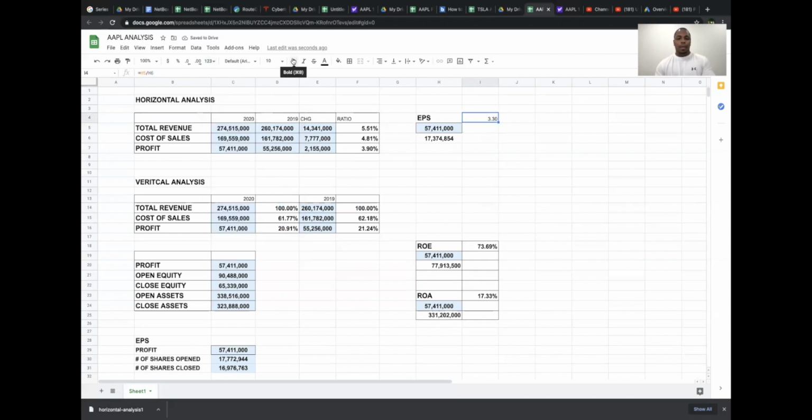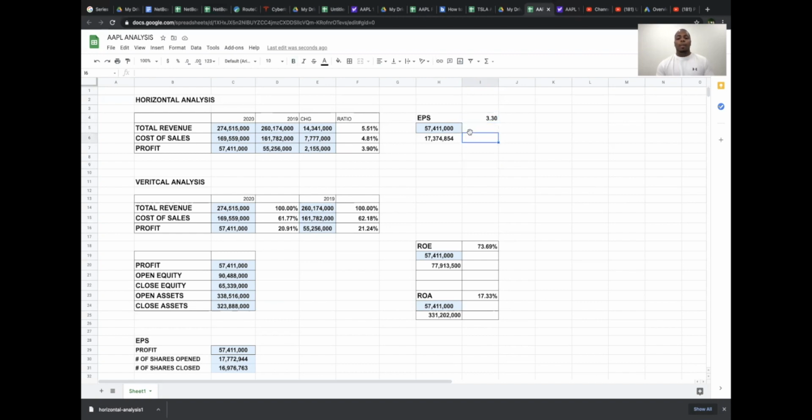So it lets me know that the average EPS is $3.30. So how much did people make per share that they own in the previous year? $3.30. That's how much they made. They made $3.30 per share the previous year, right? Not the trailing 12 months, but the previous year they made $3.30 on every share that they own. That's how you calculate the EPS.